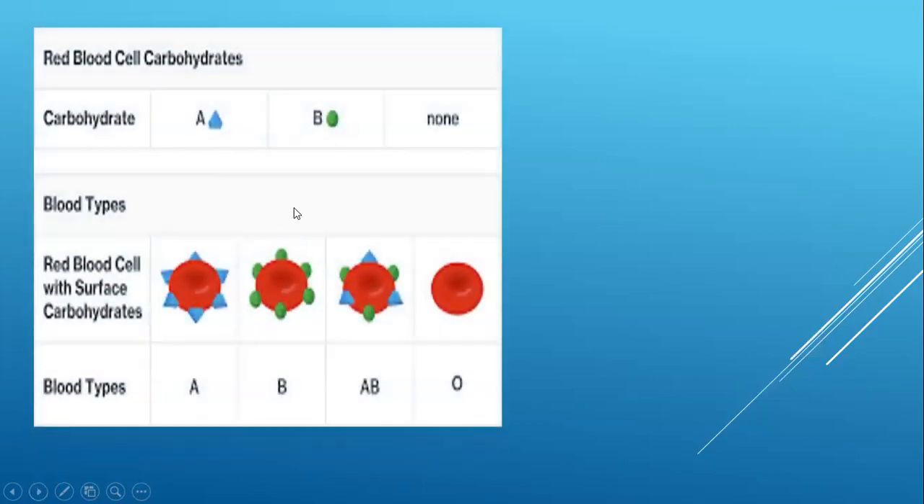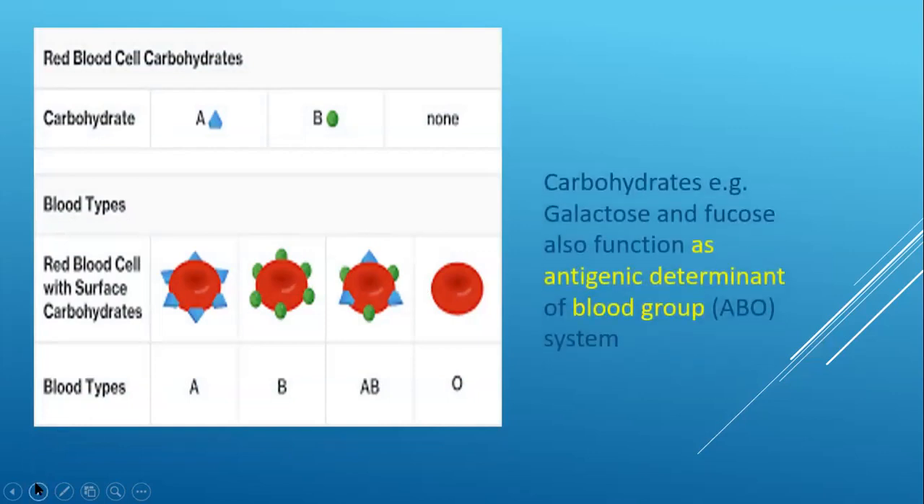Also, I mentioned carbohydrates for blood group determinants. We have different blood groups. We have blood group O, A, B, and AB.